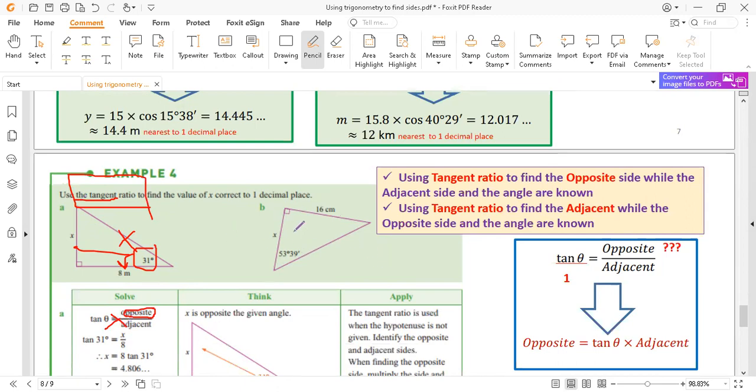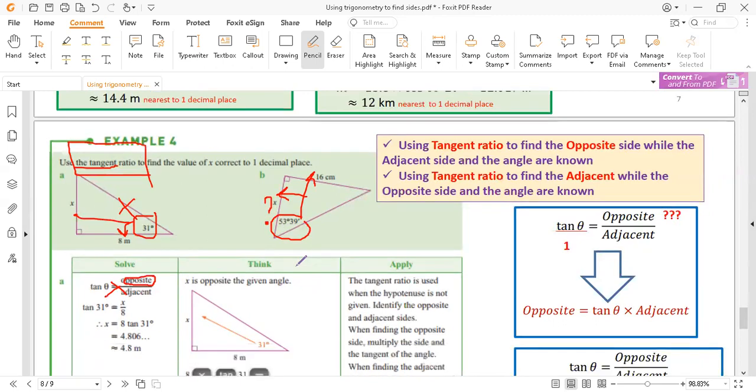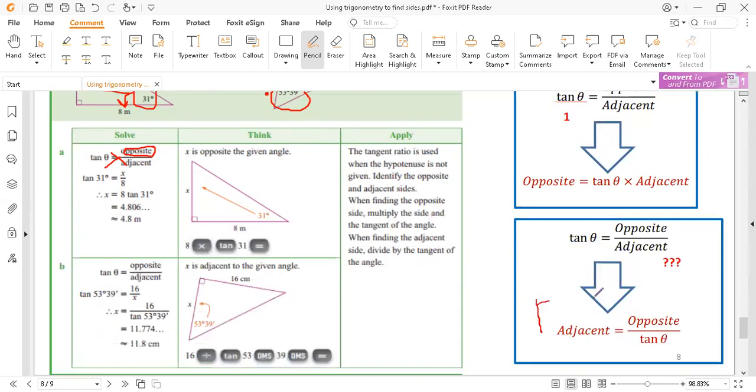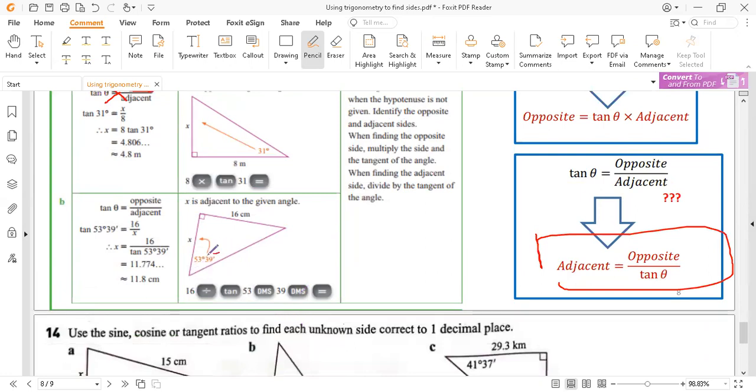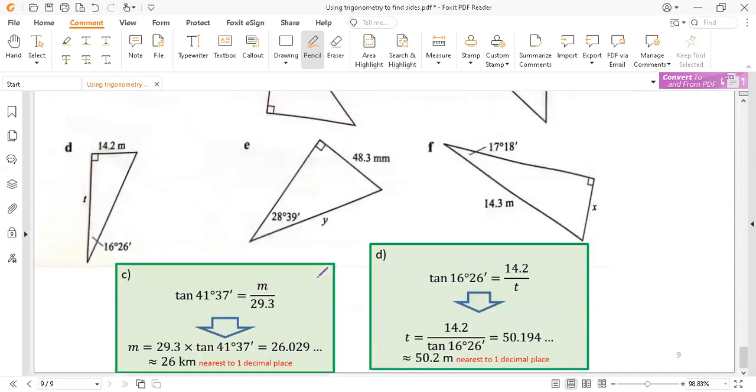In another case, we have the same sides involved, the opposite and the adjacent, but here the adjacent is unknown. How to find it? The adjacent equals opposite over tangent. So easy, but take care when entering the angle with degrees and minutes, and so on. So this is the important information of this session. Thank you for listening. Have a nice day.